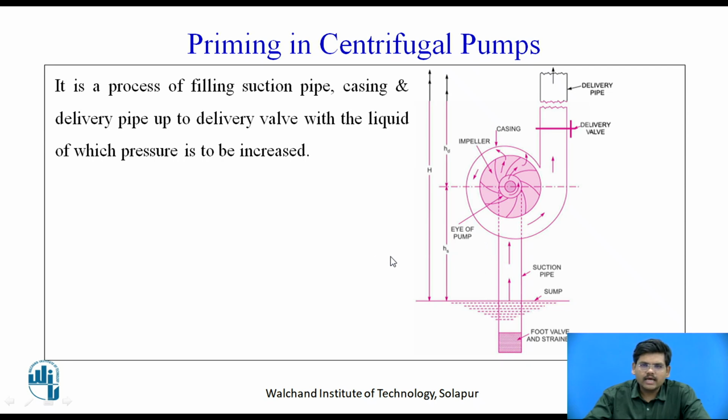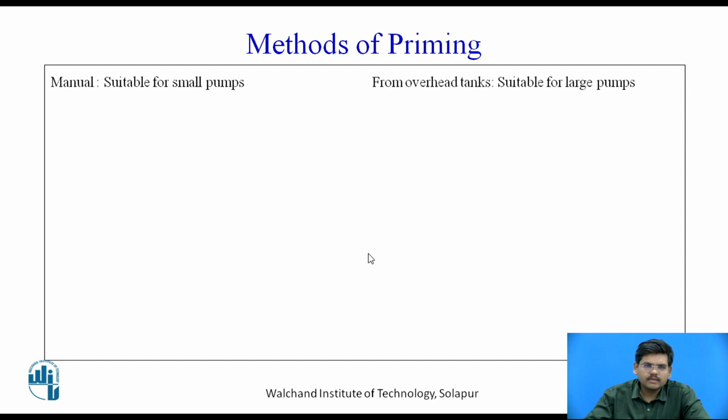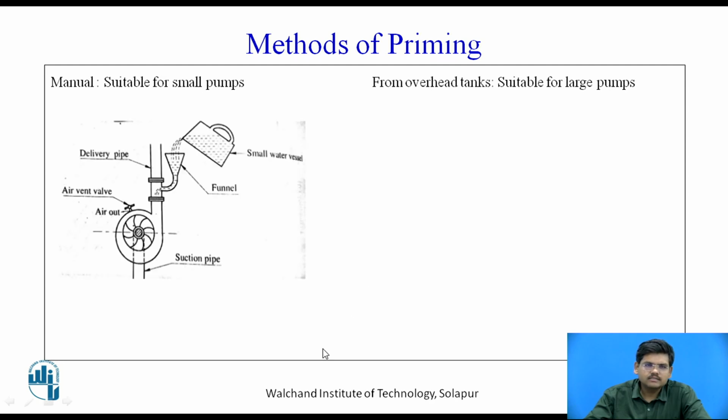Now, to carry out this priming, there are different methods. Let us look into each. The first method of priming is manual priming, which is suitable for very small pumps or pumps used for domestic applications. Here is the diagram. We have a centrifugal pump sketch over here. This is the casing, this is the suction valve. Here we see an additional unit called the air vent valve. Then we have the delivery pipe.